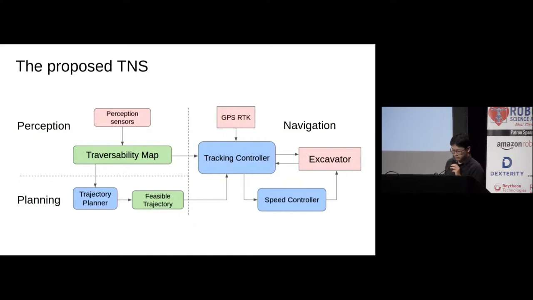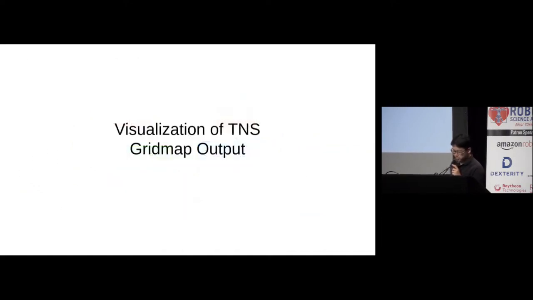The perception module takes several perception sensors and generates the traversability map that encodes the terrain types and shapes. Next, the planning module takes the traversability map and generates a feasible trajectory. And finally, we use a tracking controller and speed controller to navigate the excavator following the planned path. So we use a high accuracy GPS RTK for localization purposes. Next, we'll show some traversability maps generated by our methods.